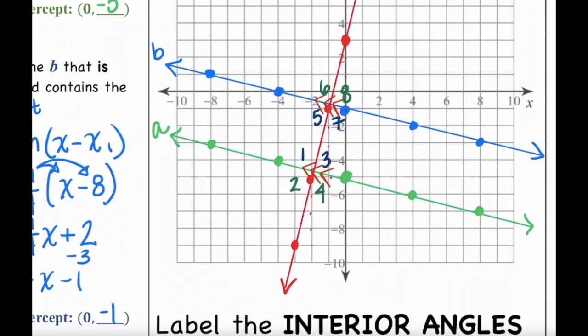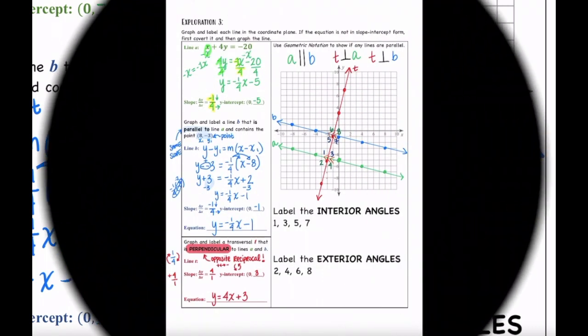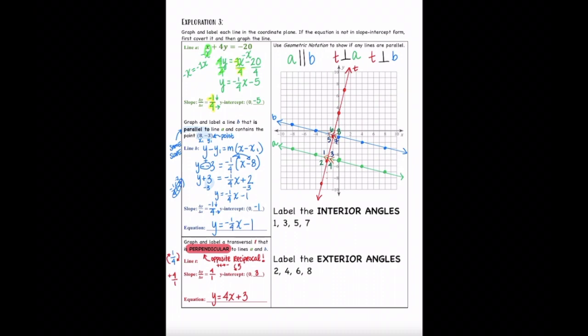Okay, so I went ahead and labeled 1, 3, 5, and 7 in the interior, 2, 4, 6, and 8 in the exterior. And by the way, it didn't necessarily have to be here. 2, 4, 6, and 8 could have been any of the exterior angles. So put 2 up here, 4 down here. It doesn't really matter as long as you're clearly indicating which are inside the 2 parallel lines and which are on the outside. And that concludes exploration 3.